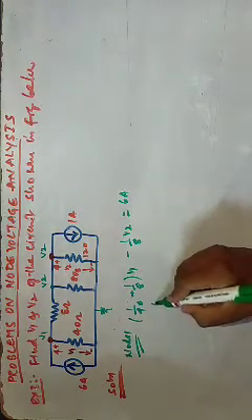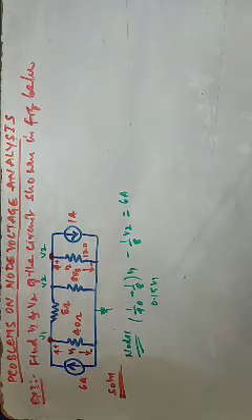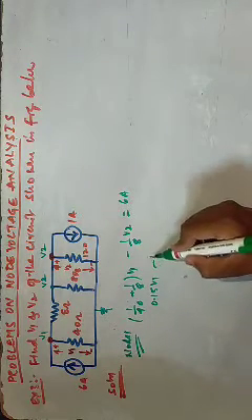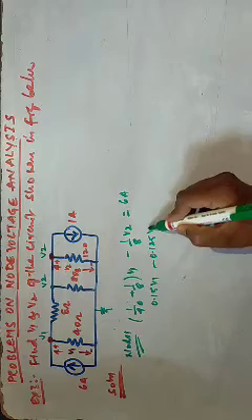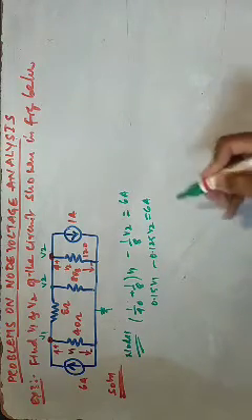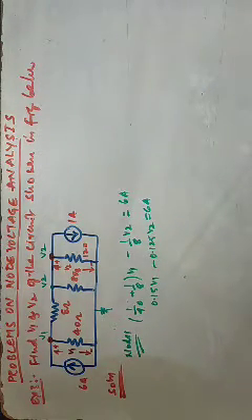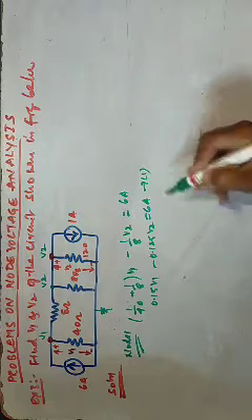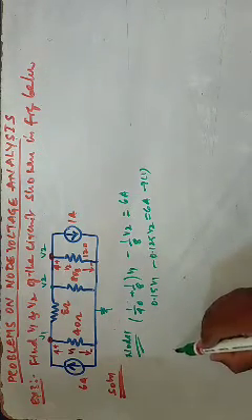Using the calculation, 1 by 40 plus 1 by 8 is 0.15 V1, minus 1 by 8 is minus 0.125 V2, equal to 6 ampere. I call this equation 1. And now node 2.